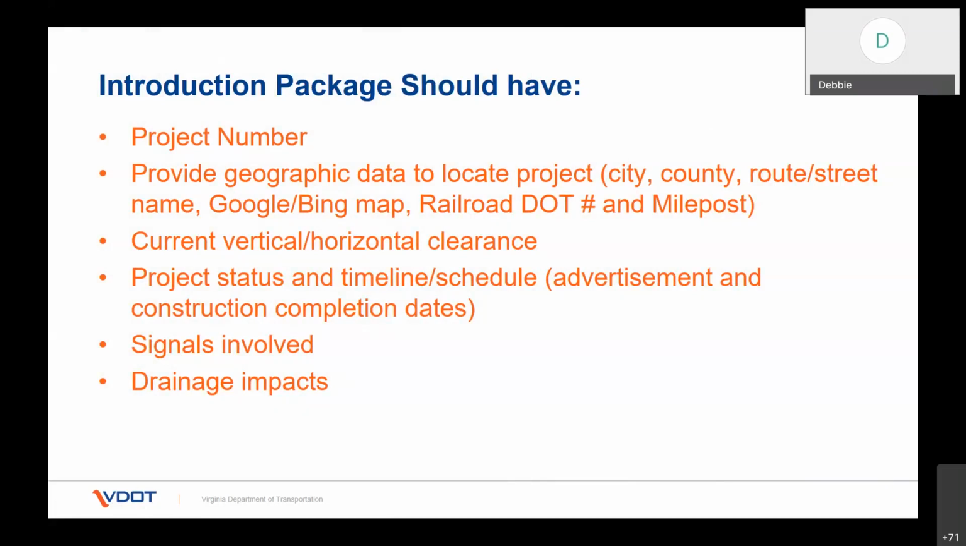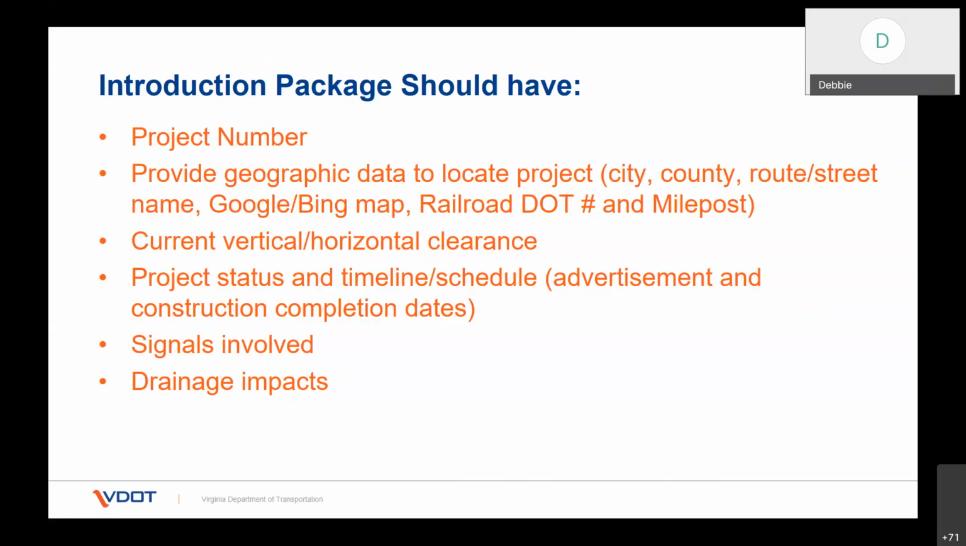You need to provide geographic data to locate your project. You need the city, county, a route or street name, a Google or Bing map, the railroad DOT number, which we just talked about, there's two places you can find that, and the milepost.